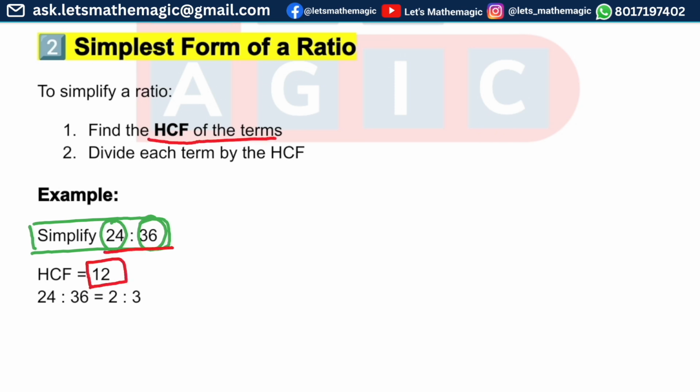The HCF is 12. Now what to do? Divide each term by their HCF. Just divide them, so you get 2 is to 3.